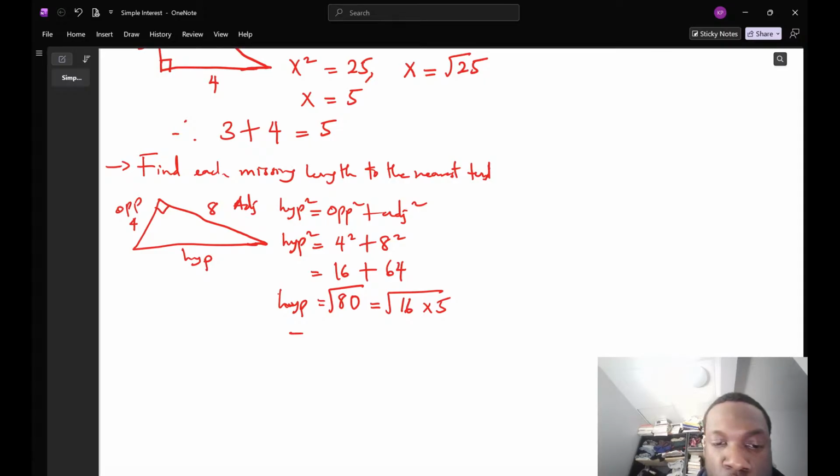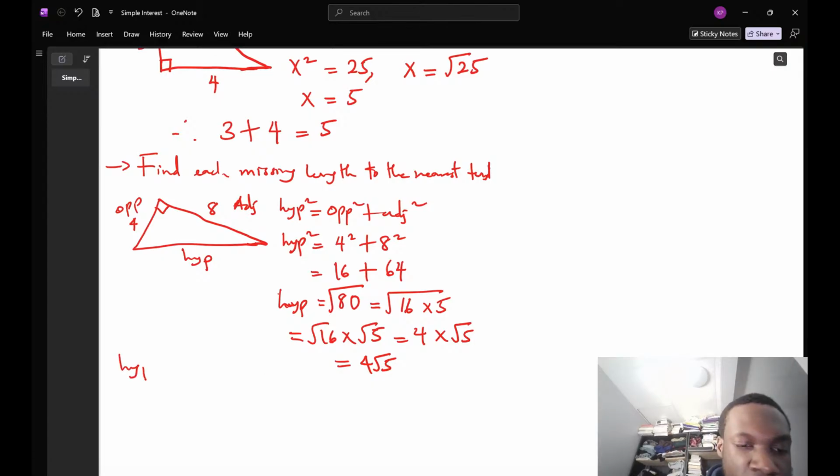So that would be the square root of 16 times the square root of 5. The square root of 16 is 4. 5 is not a perfect square, so it will be 4 root 5. In this case, the hypotenuse is 4 root 5, and we can also punch it in the calculator. If we punch in root 80, it's going to be 8.9 something. But let me punch it first before I give the answer.